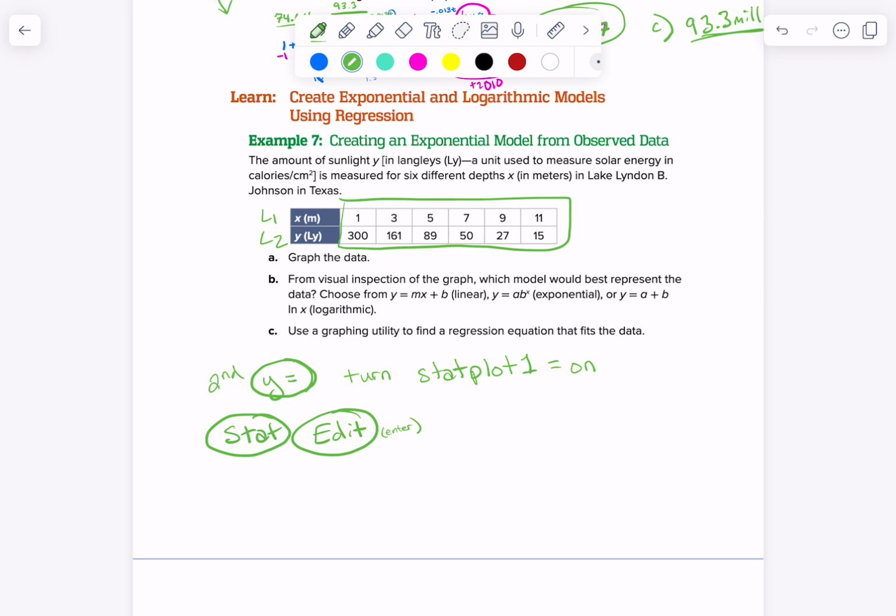Stat? Actually, like a calculator nerd. Yeah, I did that. Okay, now you want to go to this list right here: 1, 3, 5, 7, 9, 11. Okay, go over and enter the other one.